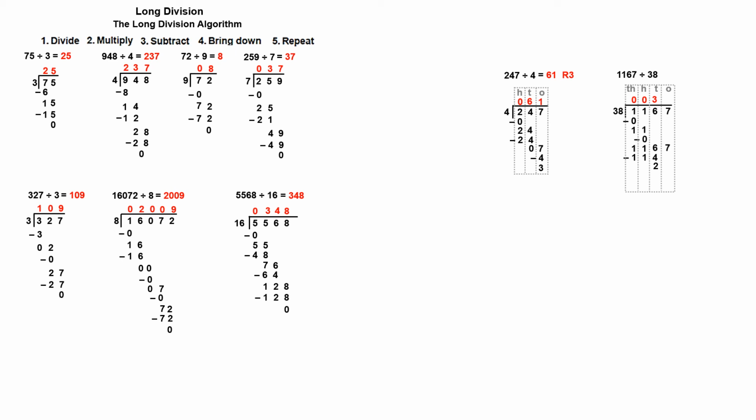38 does not go into 27. So we put 0 in the ones place. There are no more numbers to bring down. We know that we are finished dividing because the last digit in the dividend is covered by the quotient. So 1167 divided by 38 equals 30 with a remainder of 27.